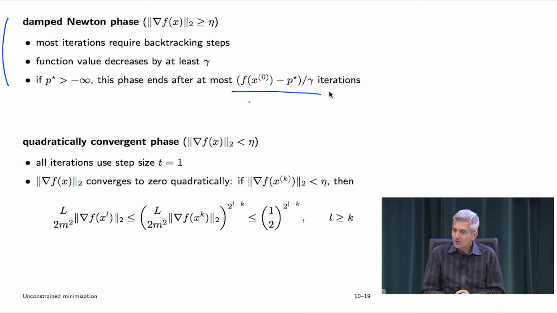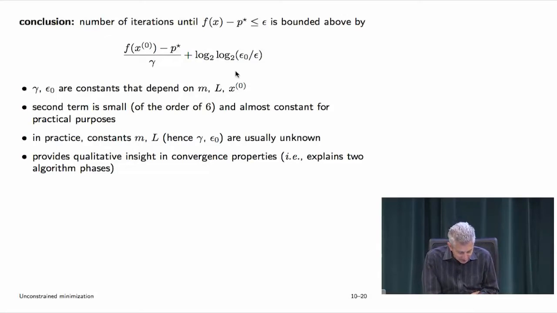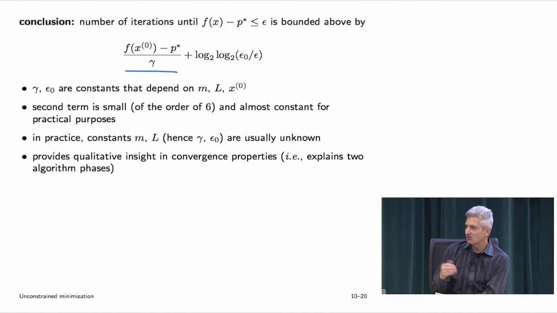So in the quadratically convergent phase, that's once the gradient gets small enough, no damping whatsoever, and what will happen is this will converge to 0 quadratically. Quadratically means on a semi-log plot, you'll actually get a quadratic. So the number of iterations is less than something dependent on how suboptimal the first one is, right? And then the second term is log epsilon 0 over epsilon, right? Why? Because if you're doing quadratic convergence and you invert what that means, it's log, right?